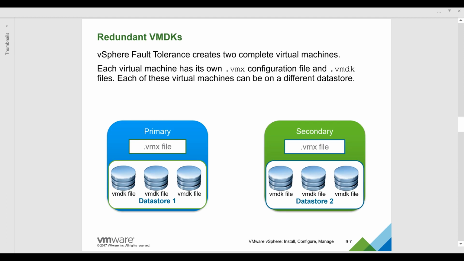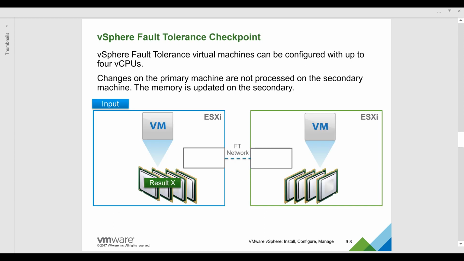It also has redundant VMDKs. Again, it creates 2 complete virtual machines. Each machine has its own VMX files and VMDK files, and they're replicated with that checkpoint. Again, you can have up to 4 virtual CPUs. Changes on the primary machine are not processed on the secondary machine. Just the memory and data are updated on the secondary. That way it's basically replicating it, but the secondary is not used. Everything is used on the primary, but anything in memory, like applications, is replicated over to the secondary.